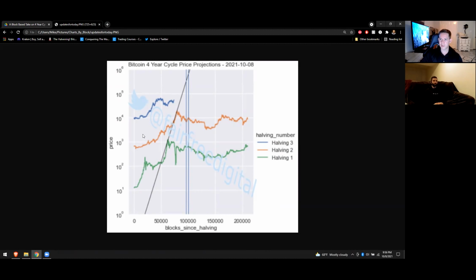Now we have resistance to work our way through, and most likely we're not just going to blast. We're not in price discovery, so it's a very different market condition. Now, of course, an ETF or some kind of news could eviscerate all resistances. That's not a problem. That's not a thing.